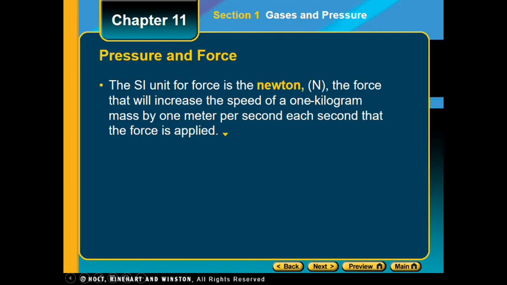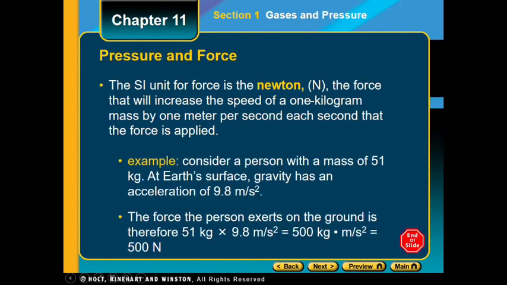Okay, pressure and force. The SI unit for force is the Newton. So just making sure that you are familiar with some of these. We use a capital N to show it. And it gives you an example. Consider a person with a mass of 51 kilograms. At Earth's surface, the gravity is 9.8, so roughly 10 meters per second squared. So the force exerted would be approximately 500 kilograms times meter per second squared, or 500 newtons.